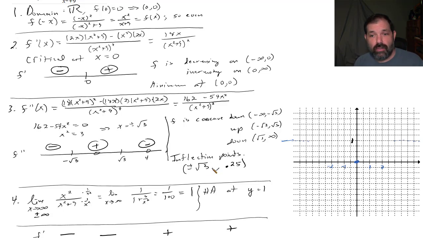The square root of 3 is about 1.732. So at negative 1.732, the inflection point is at 0.25. So there's my inflection point, and then by symmetry, I should have an inflection point in about the same place on the other side. The curve is asymptotic to y equals 1, decreasing and concave down. Then it changes to decreasing and concave up, then increasing and concave up, increasing and concave down, and asymptotic. And there's a rough sketch of the curve f of x is x squared over x squared plus 9.